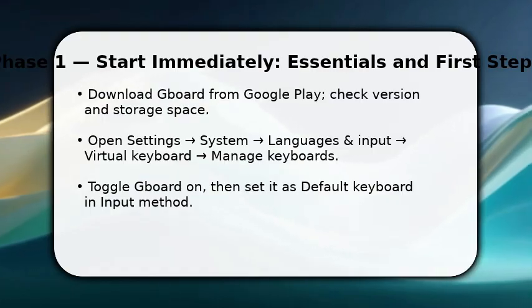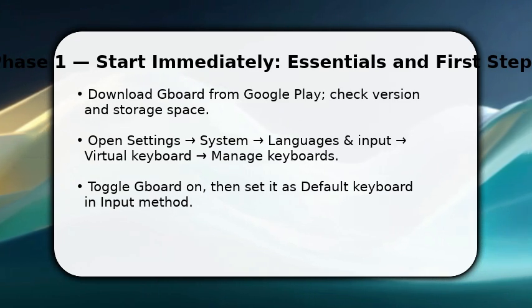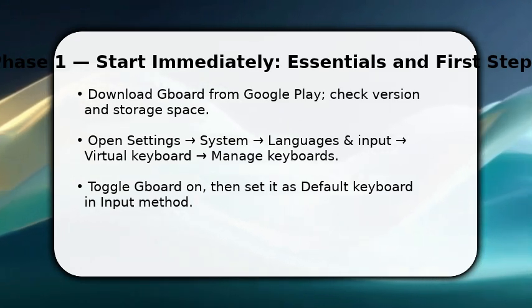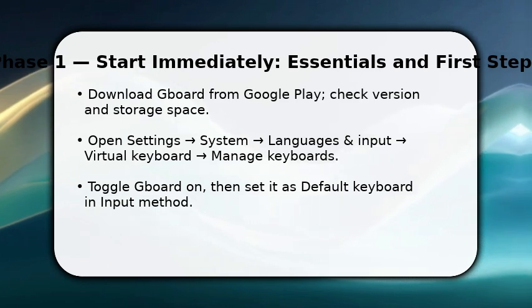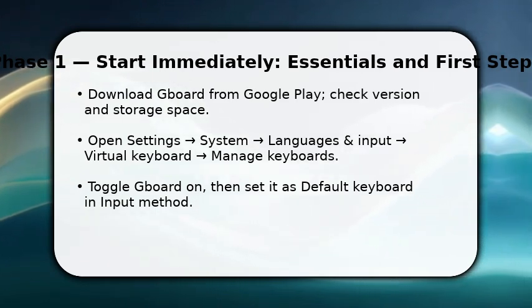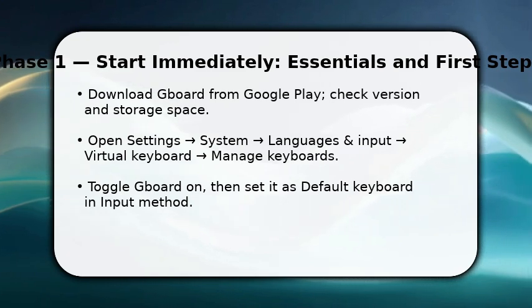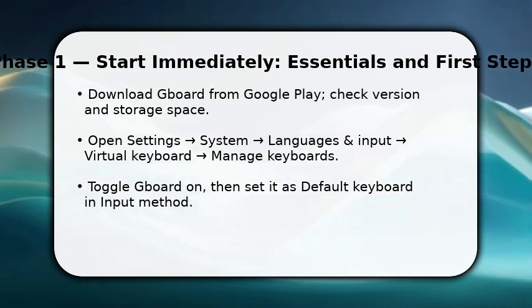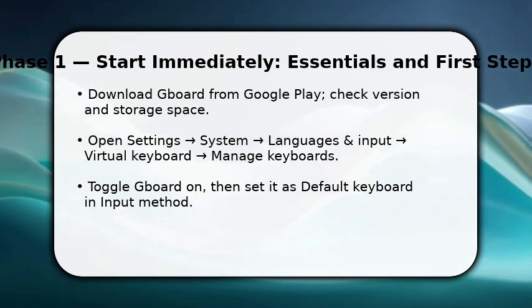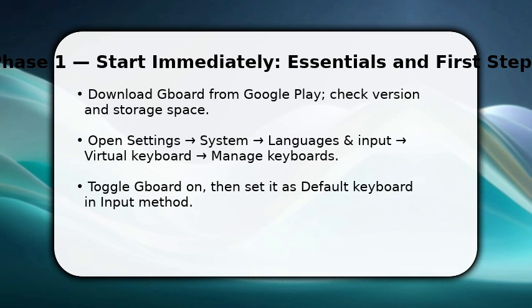You'll start by installing and enabling Gboard. Download it from Google Play if needed, then open Android settings and navigate to languages and input. Once there, select Virtual Keyboard and Manage Keyboards and toggle Gboard on. Make sure to set Gboard as your default input method so apps use it immediately.